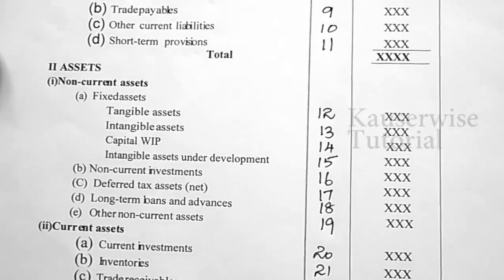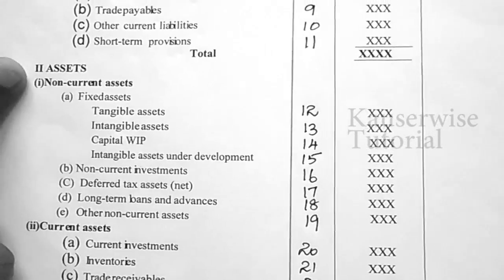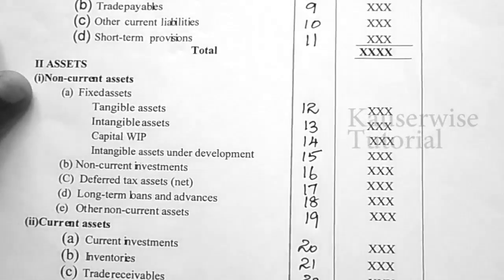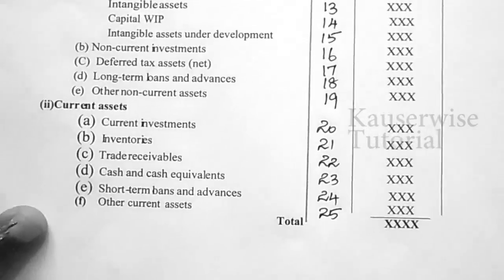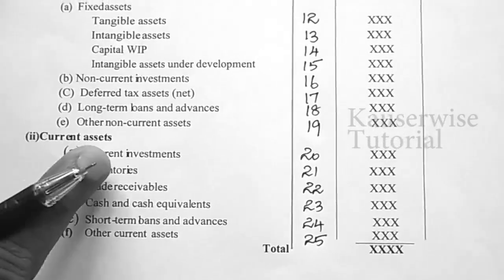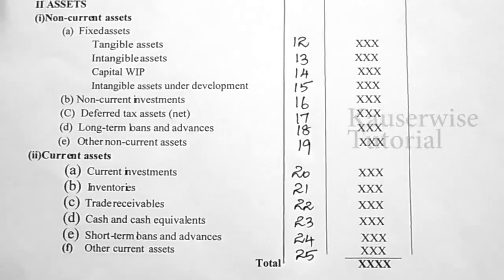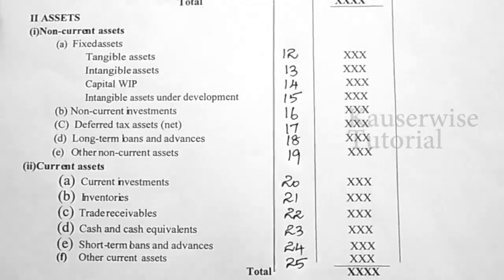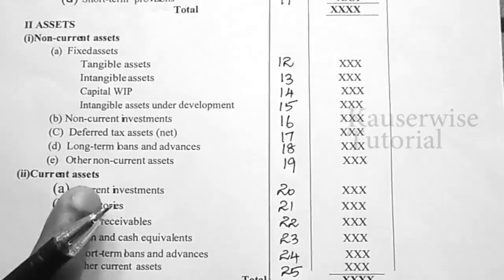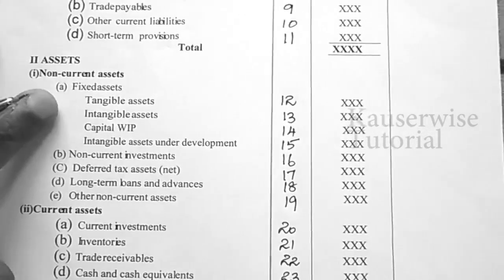Now let us see the assets. See, assets are classified into 2 categories. First one is non-current asset. Second one, current asset. Current asset means those assets which can be easily converted into cash within a short period. So other than the current assets are called non-current assets.